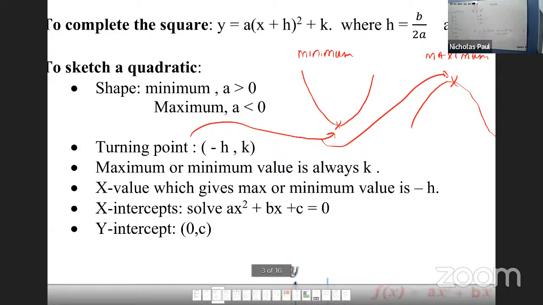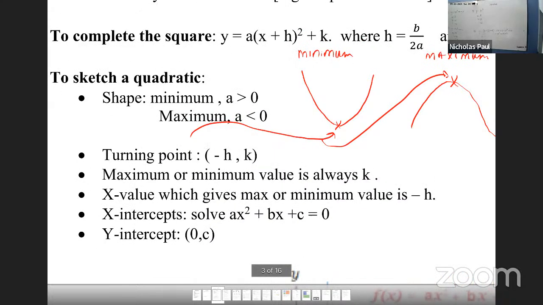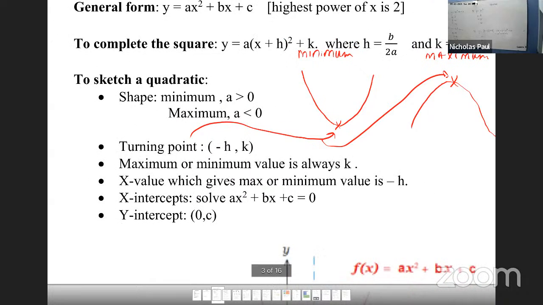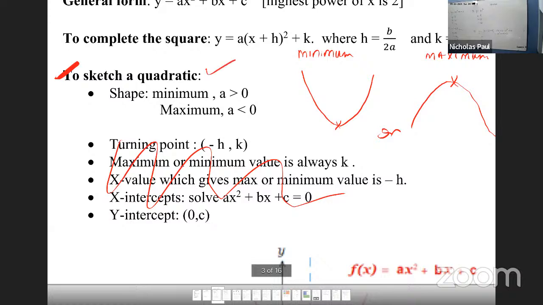You want a little paper here, copy down how to sketch a quadratic and draw it 2 times. Let's copy down how to sketch a quadratic, minimum, maximum, and draw the shape.